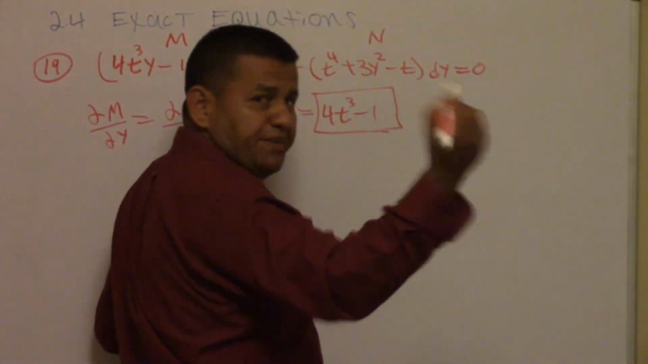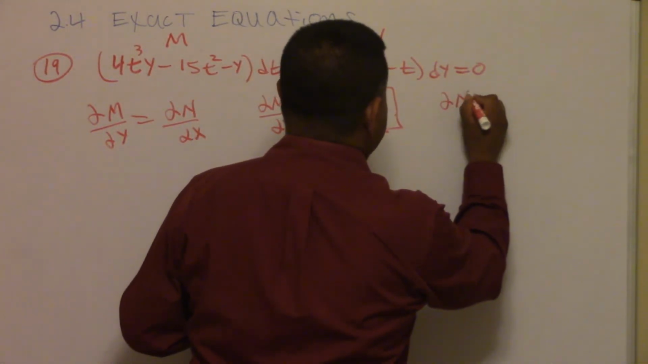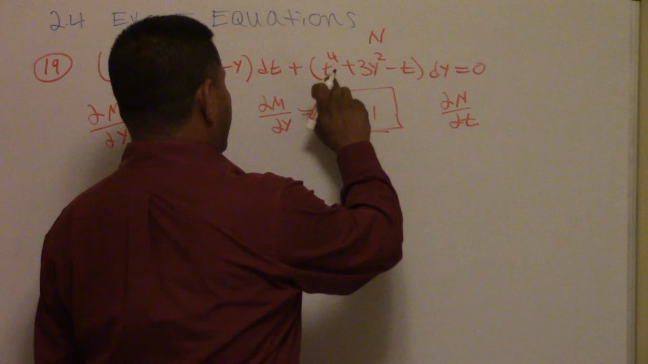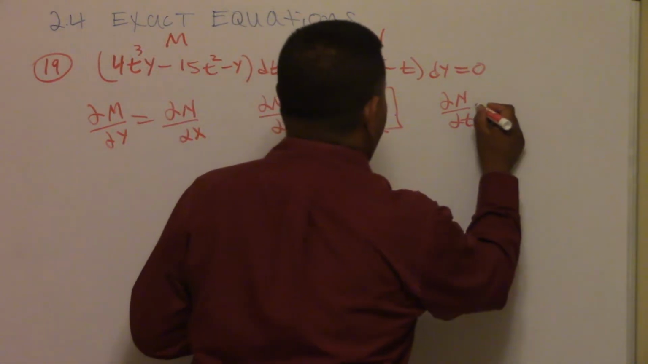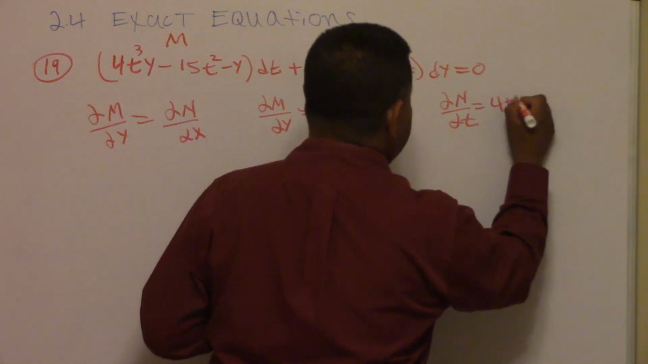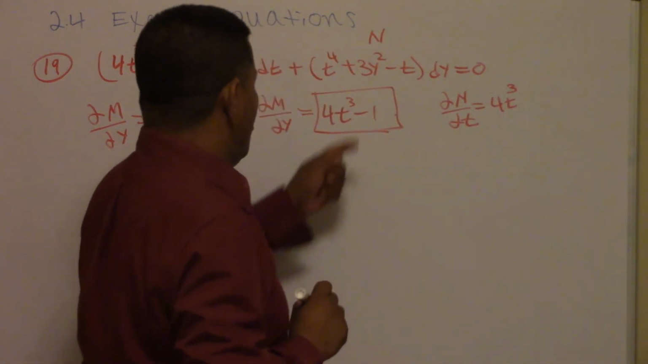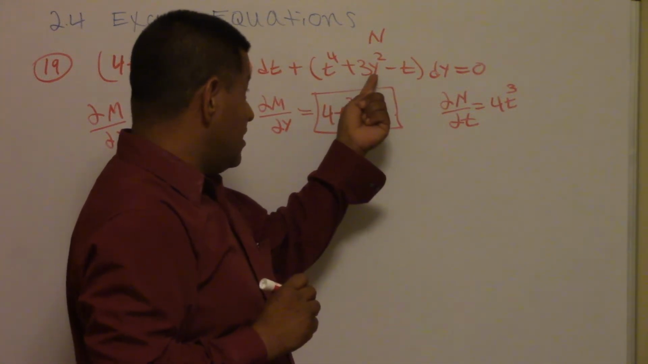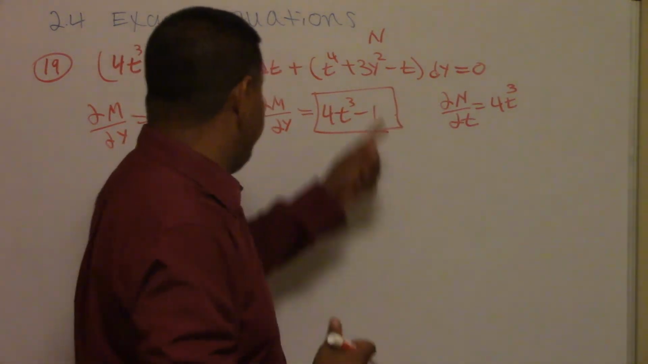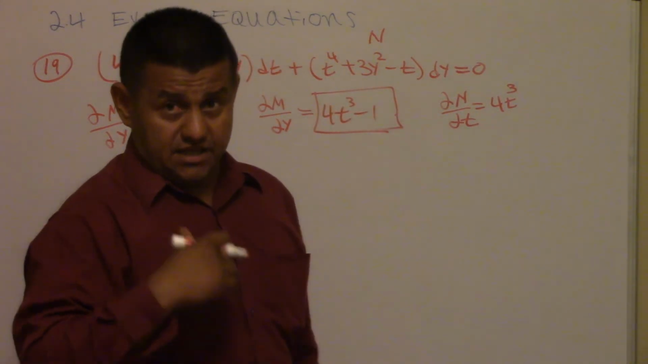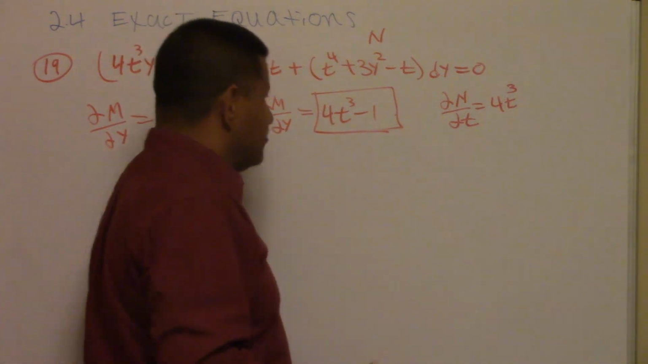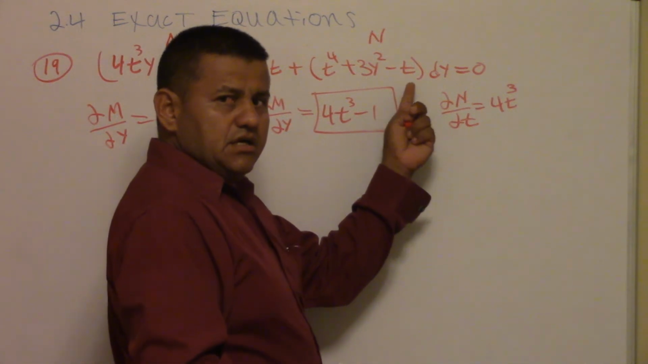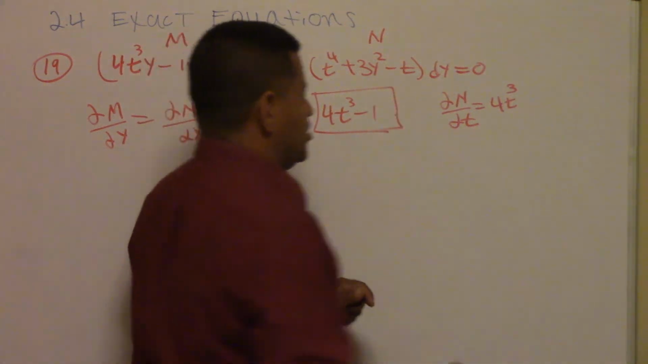Let's do n with respect to t, okay? What is the partial derivative of t to the 4th power? It is going to be 4t to the 3rd power, right? What is the partial derivative of 3y squared? Well, it doesn't have any t in it, so that is a constant, and therefore it is 0, okay? What is the partial derivative of negative t? The partial derivative of negative t is just negative 1, okay?